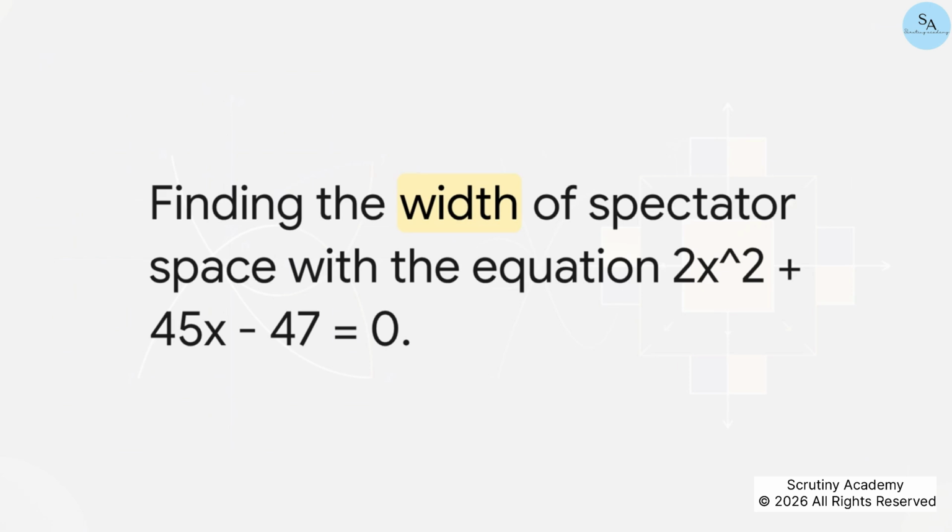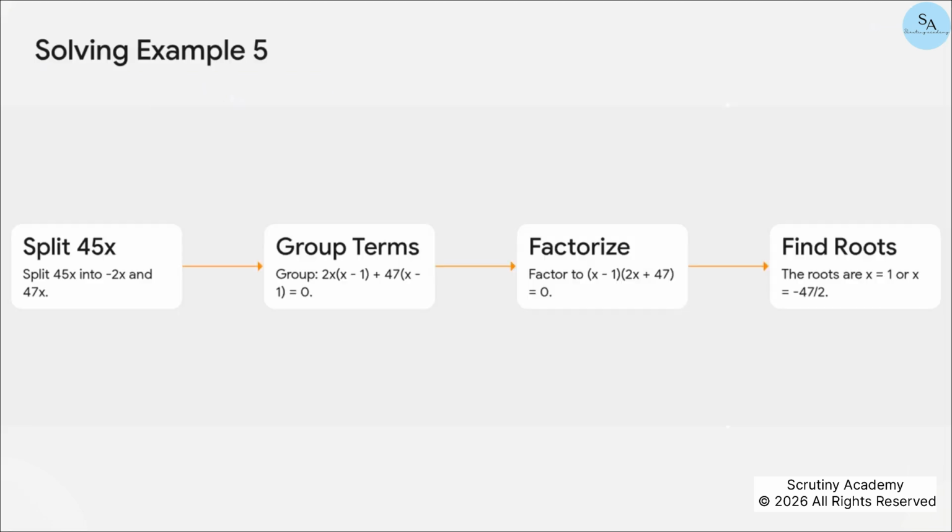Based on the previous section of the text, setting up this real-world scenario gives us the equation 2x² + 45x - 47 = 0. I know. It looks daunting because the numbers are much larger. But here's the secret. Just be patient and trust the exact same process we've been using all along.